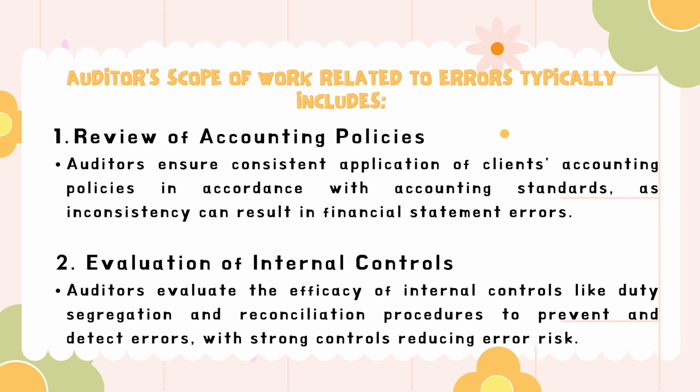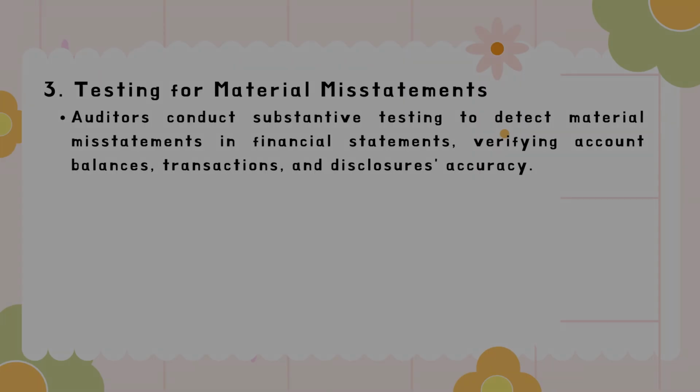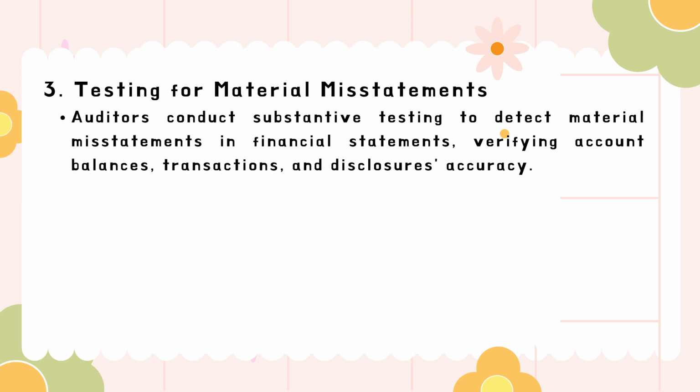The auditor's scope of work related to errors typically includes, first, review of accounting policies. Auditors ensure consistent application of the client's accounting policies in accordance with accounting standards, as inconsistency can result in financial statement errors. Secondly, evaluation of internal controls. Auditors evaluate the efficiency of internal controls like duty segregation and reconciliation procedures to prevent and detect errors, with strong controls reducing error risk.